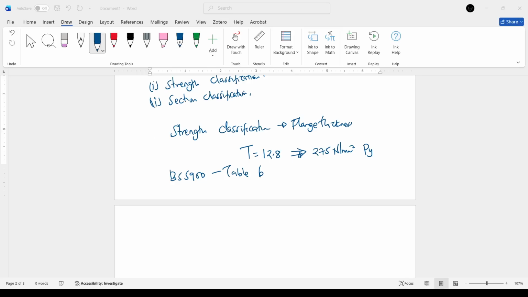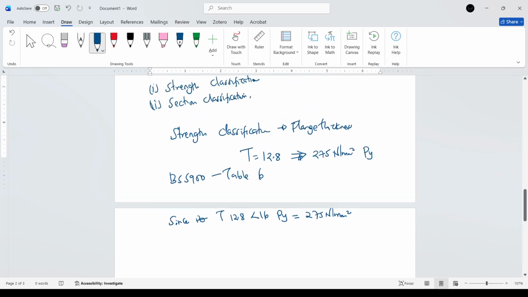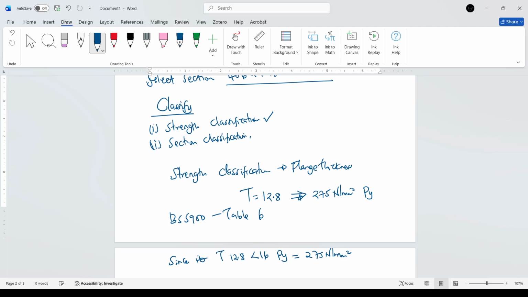So we make progress. So we have seen that since it's 12.8, which is less than 16, I think I should write it here so that you can remember. Since T is 12.8, which is less than 16, Py is equals to 275 newtons per millimeter squared. T is less than 16. So we have first of all classified it according to strength.